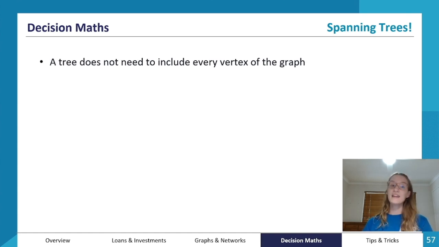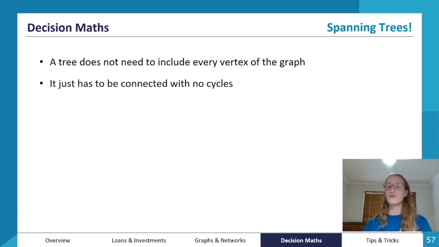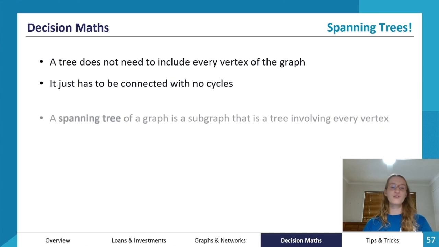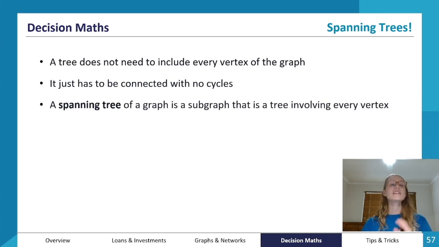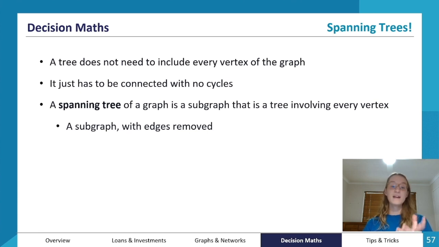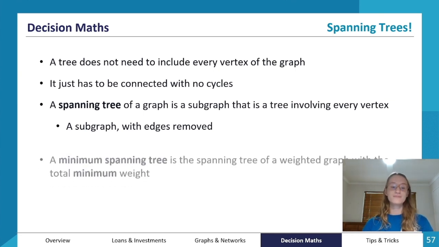But what about a spanning tree? So a tree does not need to include every vertex of the graph. It just has to be connected with no cycles and no loops, no multiple edges, all of that. So a spanning tree of a graph is a subgraph, which we talked about earlier, that is a tree involving every vertex. So a subgraph, so some information removed but nothing added, but it does need every vertex. So a spanning tree means that some edges have been removed.